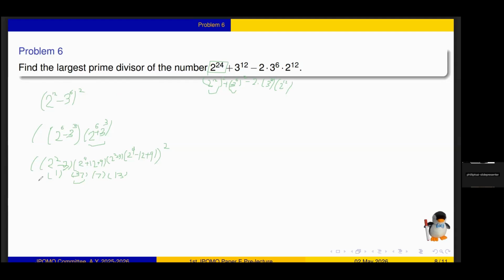So since we know 37 is a prime number, and it's the largest prime number out of here, this must be our answer, 37. If I am right. Does anybody have any questions? My apologies.